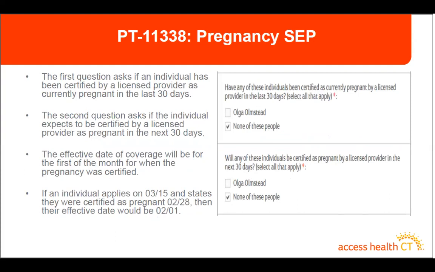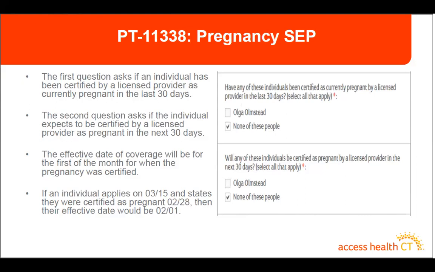The first question asks if an individual has been certified by a licensed provider as currently pregnant in the last 30 days. Now, if we had selected the box for "yes" there, there would be a date field, and you would put in that date field the date that the pregnancy was certified per the provider. In all likelihood, most people calling probably will not have had their pregnancy certified by a provider within the last 30 days.